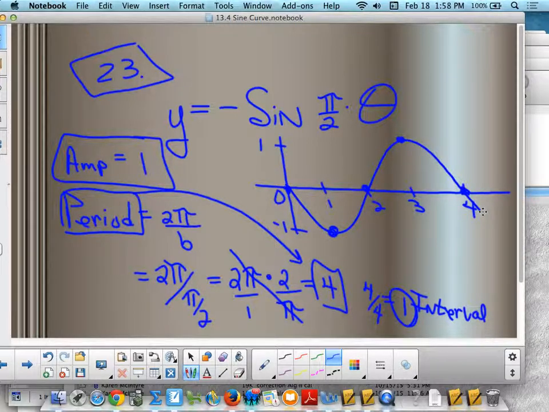Now, can you tell me this? What does the book say? 1 period or 2 periods? Graph 1 or graph 2? Please be 1. If it was 2, we'd have to keep going. It says just 1. If it said 2, I'd go all the way out to 8. Yeah, I'd go to 8 if it said 2.